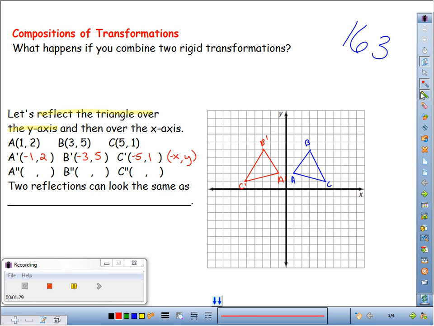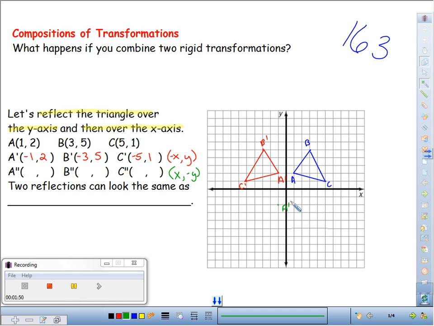Okay. The second thing I want to do is reflect it over the x-axis. So let's change my color here. When I reflect over the x-axis, it actually affects my y. Now we're going to do it from my red figure here, so my green figure is going to be based off my red. It's going to be reflecting over the x, so it's down negative 2.